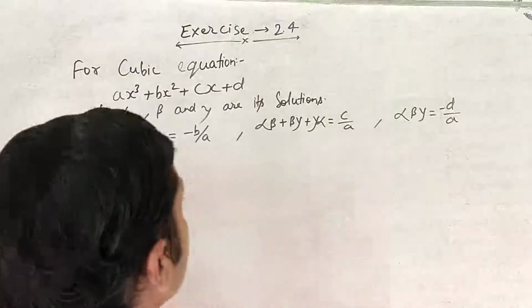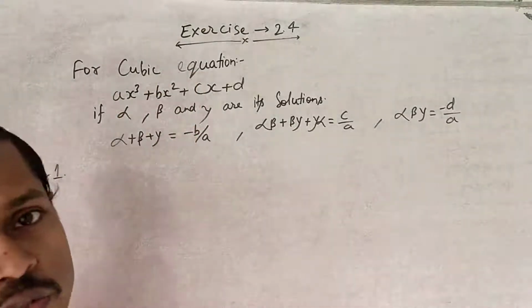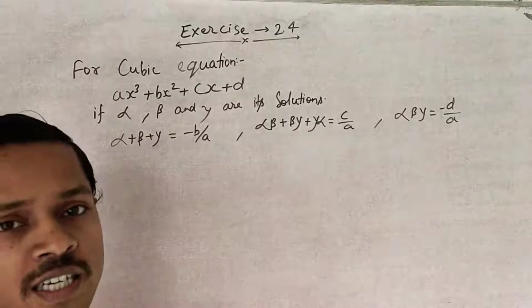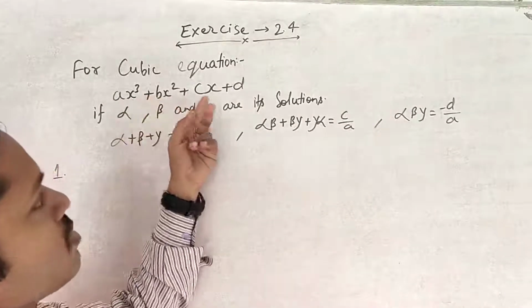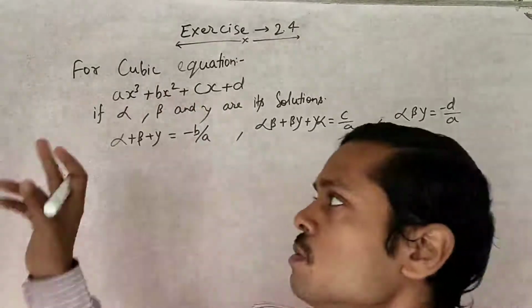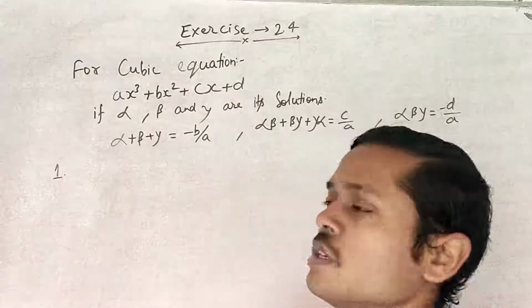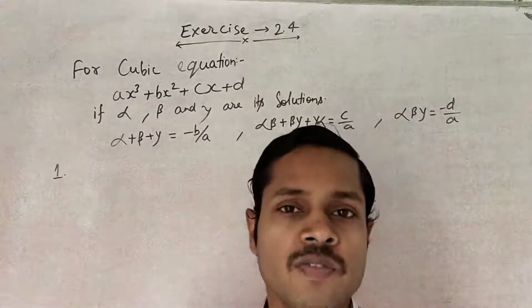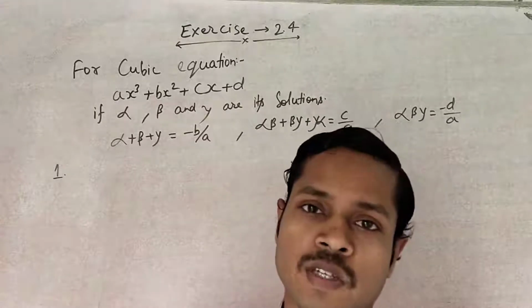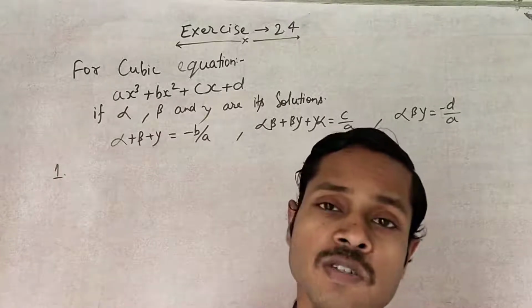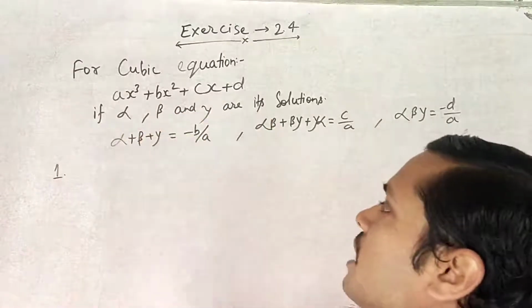Look at there, we have written for cubic equation, means this is related to the cubic equation. We are getting the format of the cubic equation: ax cube plus bx square plus cx plus d. Students, if we assume alpha, beta and gamma, we have already completed this in the quadratic equation. Clear? So just think, this is the cubic equation. How many roots are there? 3 roots are there. So we are assuming alpha, beta and gamma are its solutions.